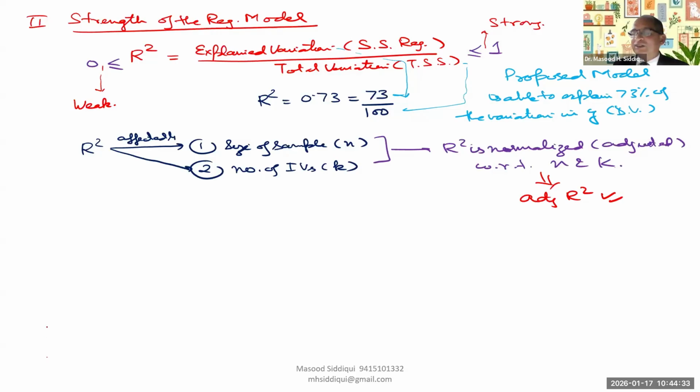Now we are going to discuss the third step. This third step is examining the significance of independent variables, or the significance of predictors.